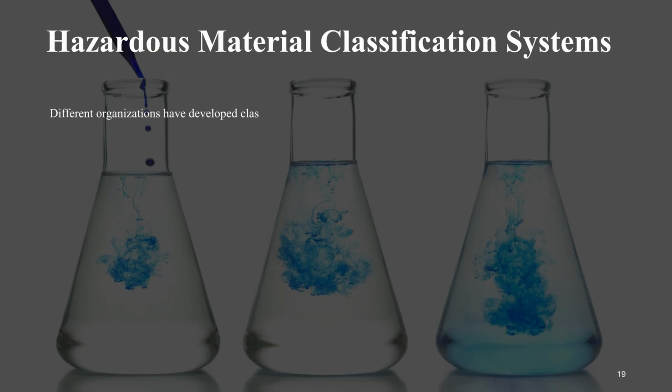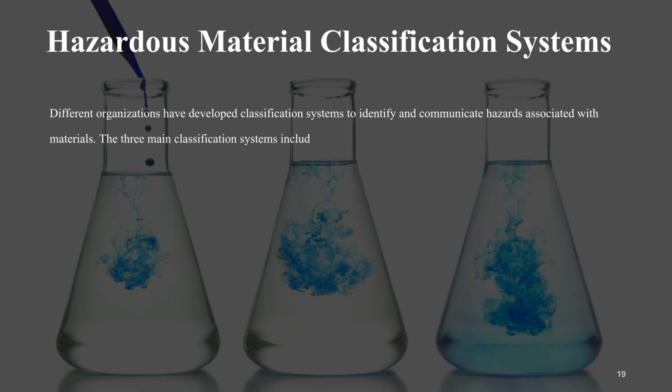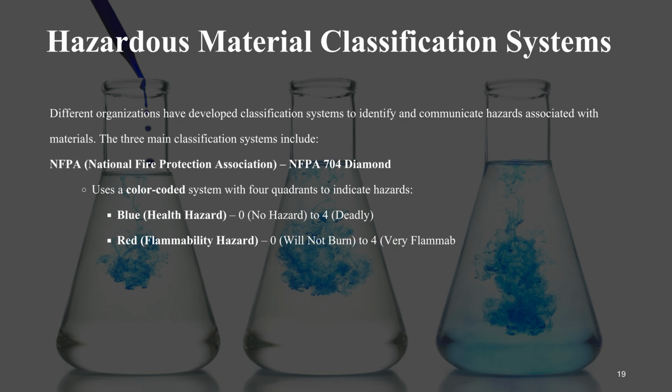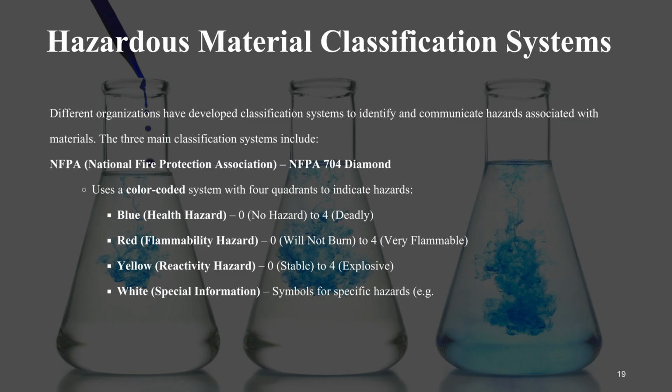Hazardous material classification systems. Different organizations have developed classification systems to identify and communicate hazards associated with materials. The three main classification systems include NFPA, the National Fire Protection Association, NFPA 704 Diamond. It uses a color-coded system with 4 quadrants to indicate hazards. Blue, health hazard, 0 no hazard to 4 deadly. Red, flammability hazard, 0 will not burn to 4 very flammable.